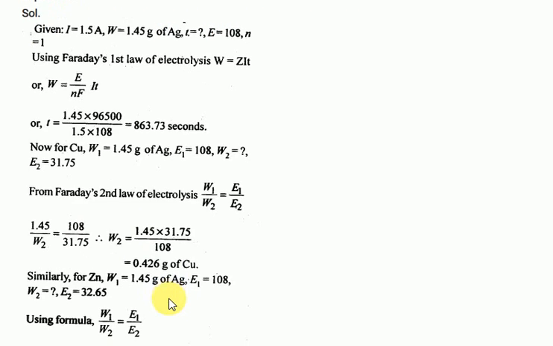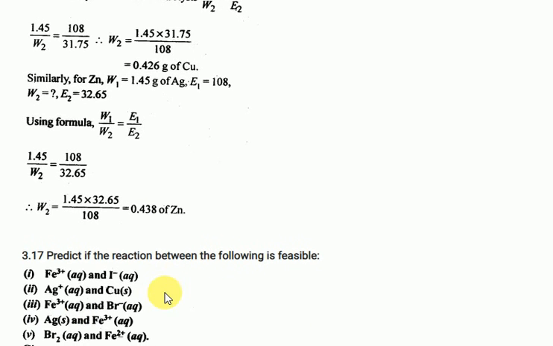Okay, so next one is the zinc. You can go for the same thing. The weight is given, 1.45 grams of silver, so the equivalent of silver is the same. Zinc is also 65.3 by 2, and you will get this equivalent only. So the equivalent weight is given, and you have to find weight 2. Got the idea?